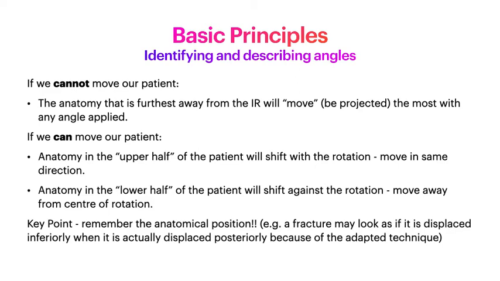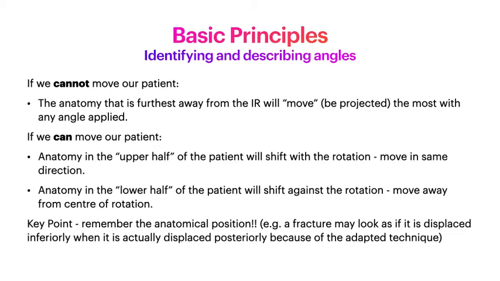Now, the next part I want to talk about is one of the most important things, and these are the basic ideas about how we identify and then describe the angles that we're going to apply. So first of all, if we can't move our patient, the anatomy that is furthest away from the image receptor will move or will be projected the most with the angle that's applied.